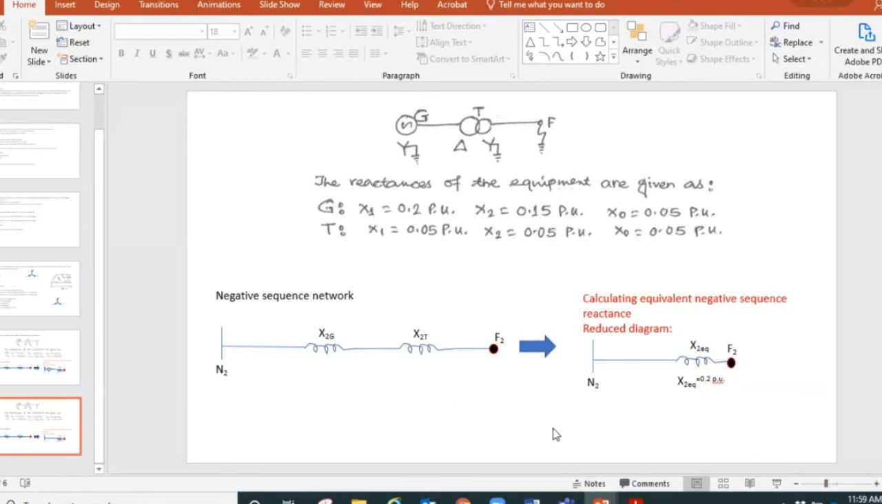Sorry about the reactance drawing. I could see how good I am in drawing these reactances. Oh goodness. So can we go to the zero sequence now?